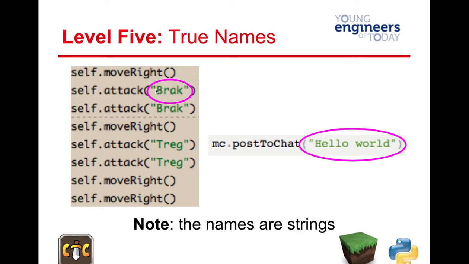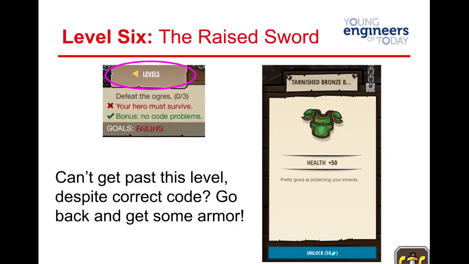Alright, so in the green quotation marks, you'll see that this is an example of a string, and this is how you attack different things in your game. Note that you have to use 2 lines to attack properly.